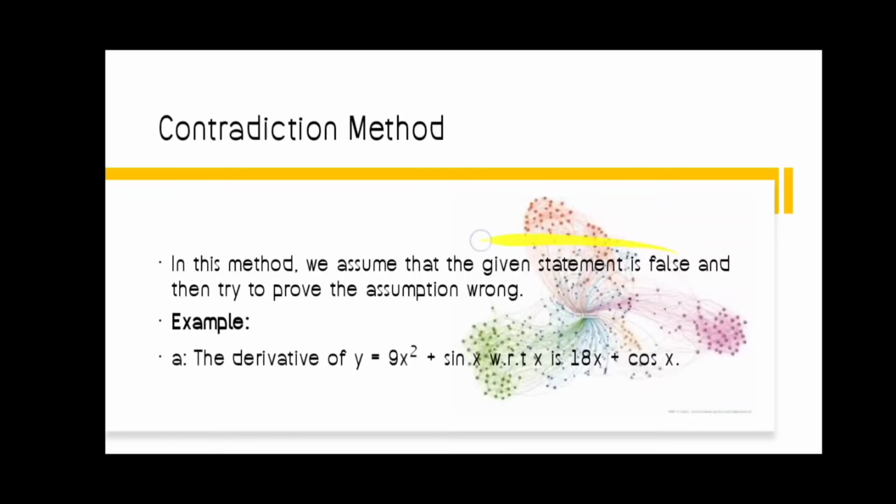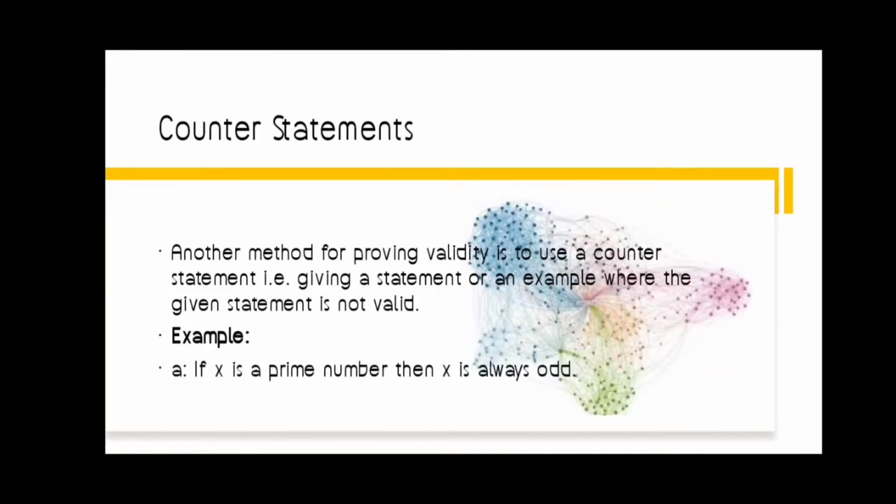Next is the counter statement. Another method for proving validity is to use a counter statement, giving an example where the given statement is not valid. Example, if x is a prime number, then x is always odd. To show that the given statement is false, we will try to find a counter statement for this.